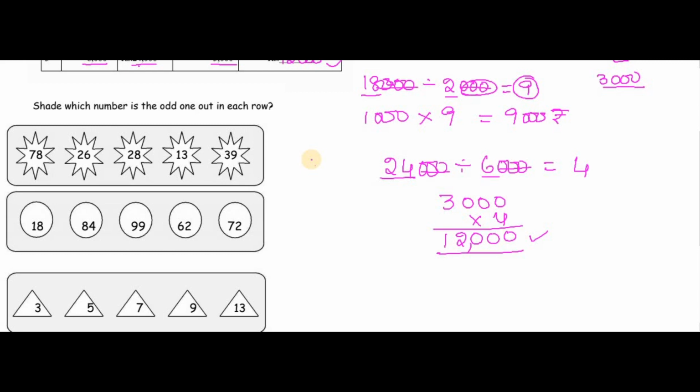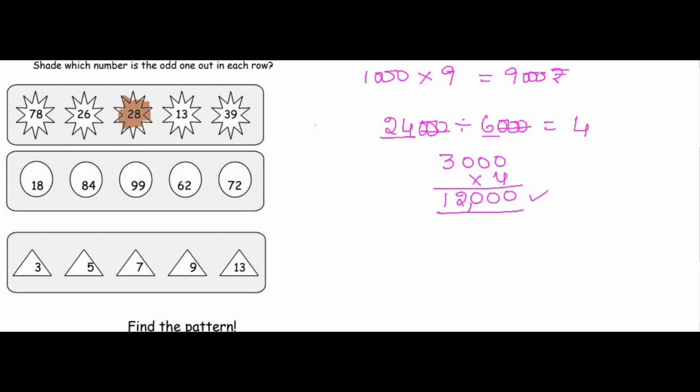Okay. Now we will find out what this is. Which number is the odd one out in each row? Okay. So if you observe here properly, the numbers he has given here are 78, 26, 28, 13, 39. If you observe here the 13 table, 13 1s are 13, 13 3s are 39, 13 2s are 26, 13 6s are 78. Whereas 28 is the wrong one here. Nothing but your odd one out, right?